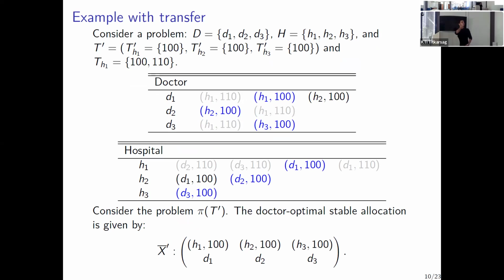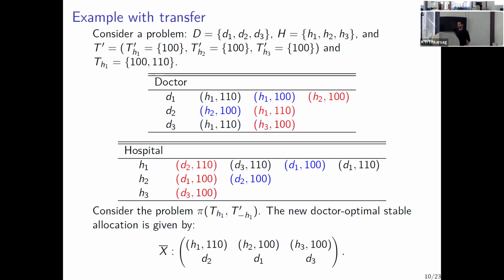So if H1 can only offer 100, then we can forget all the contracts that are in light gray. DA stops as the first step. The allocation is given in blue. And now H1 can offer 100 and 110. And the new doctor optimized allocation is given in red. So even if the new term is preferred by doctors, we can still have a welfare reduction. And here, the term is used by D2. So here is an intuition.